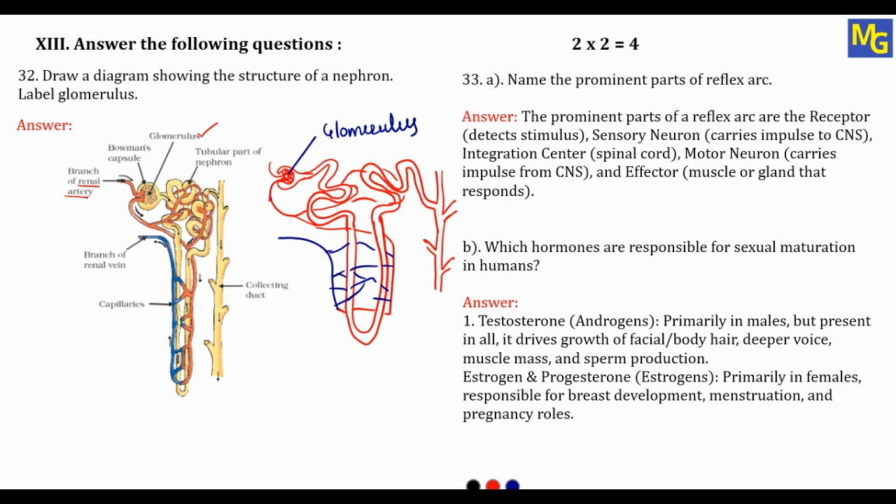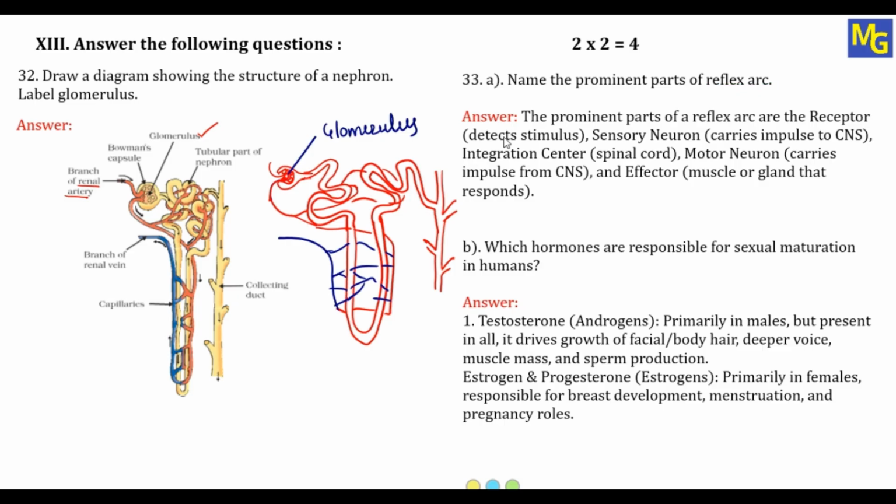Now after this, we will see question number 33, which again has A and B parts. Question number 33, the A question is: name the prominent parts of the reflex arc. The reflex arc is the path in which the stimulus will travel. The sudden stimulus which is given, its travel path is called the reflex arc. So see here, no need to draw the diagram, we just have to tell the prominent parts.